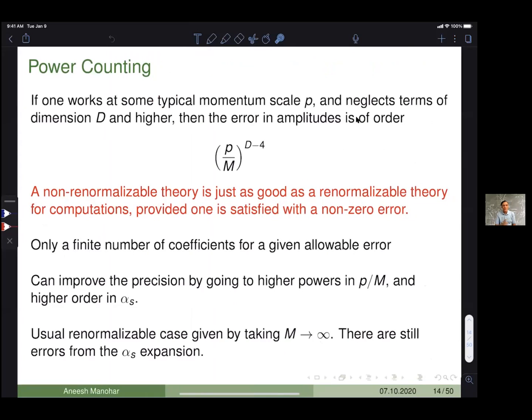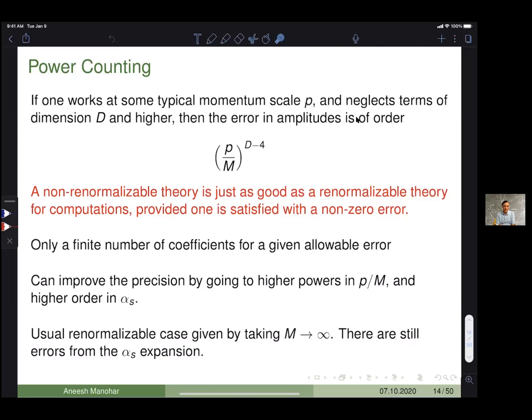OK, so I've referred a couple of times to power counting. So the way this works is that if you work at a certain momentum P and you have some operator which has some powers of M in the denominator, then by dimensional analysis, the amplitude is going to go like (P over M) to the D minus 4. And it's D minus 4 because the powers of M in the denominator are shifted relative to the dimension of the operator by 4 because the Lagrangian has dimension 4.